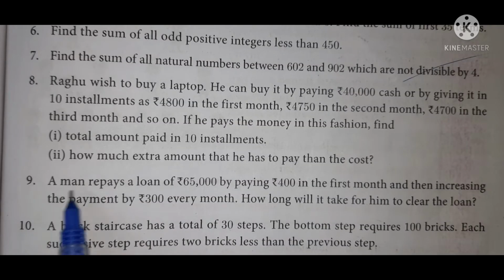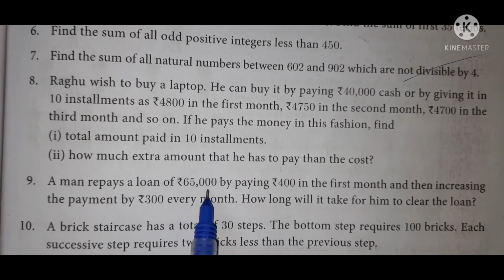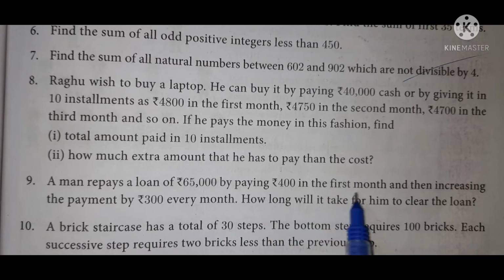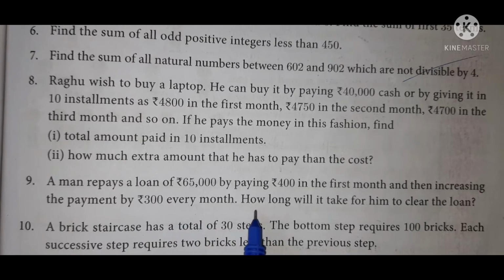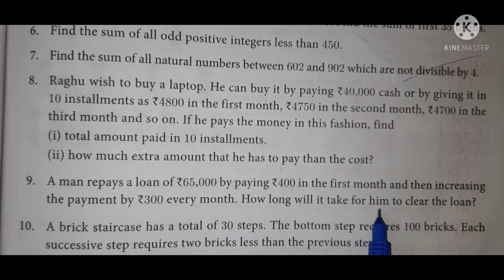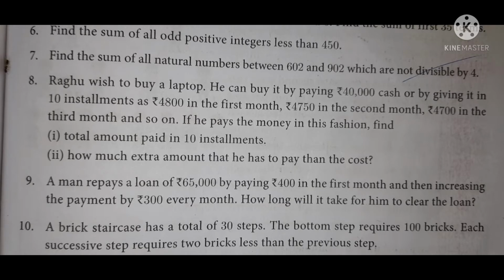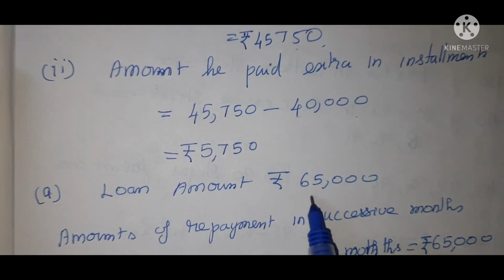5,750. Sum 9. A man repays a loan of rupees 65,000 by paying rupees 400 in the first month and then increasing the payment by rupees 300 every month. How long will it take for him to clear the loan? Here, a man takes a loan of rupees 65,000. He pays the amount by installments. In the first month, he paid 400. In the second month, increasing by 300 rupees. Every month he is increasing 300 rupees. So a is 400, d is 300. Loan amount is rupees 65,000.